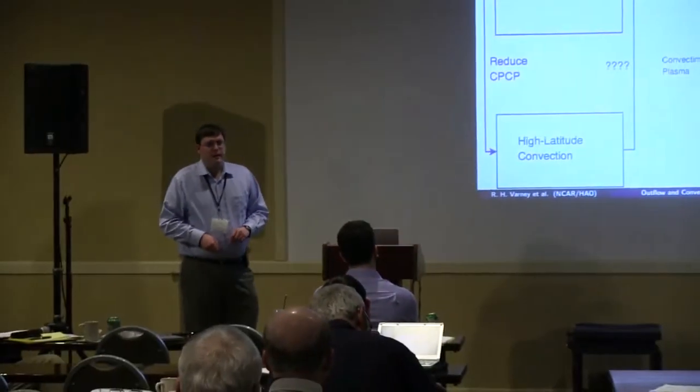This is cross-polar cap potential. The red line is the baseline single fluid run without outflow, and the blue line is with outflow. You can see a clear reduction in the cross-polar cap potential when the outflow is included. So the question in my mind is, what's the other half of that feedback loop?